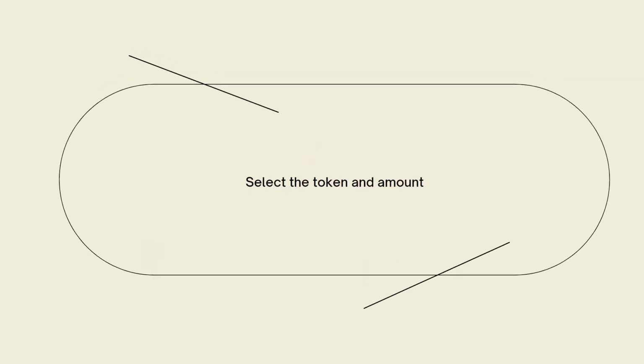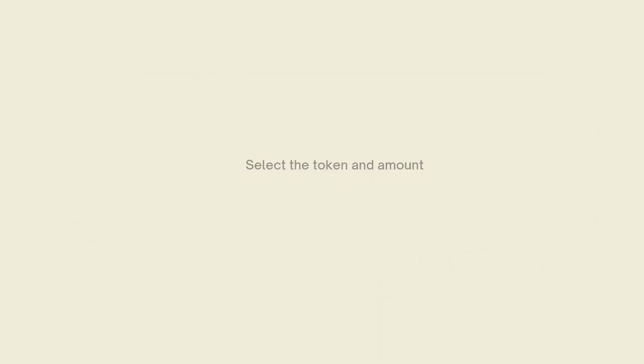Now select the token and amount. After connecting your wallet, select BETH as the token you want to convert. Enter the amount of BETH you want to convert to ERC20 ETH. Take note of any minimum or maximum limits imposed by Binance Bridge.